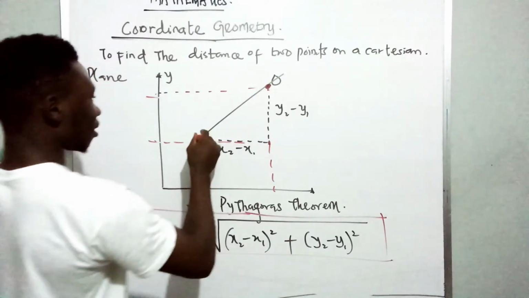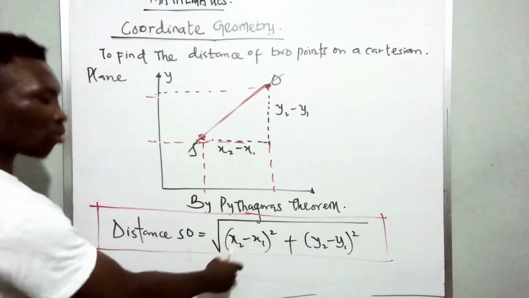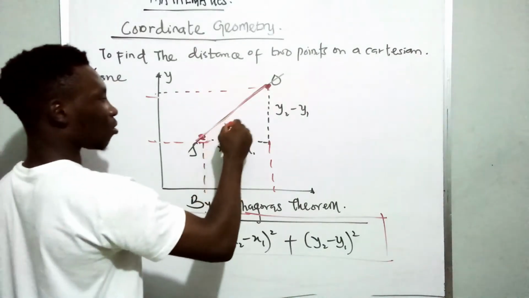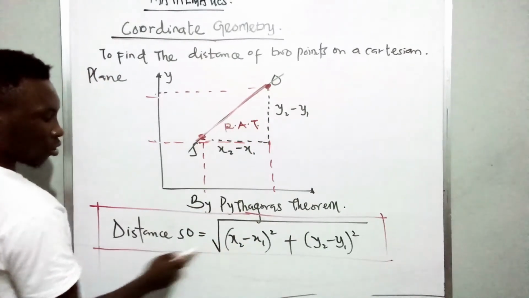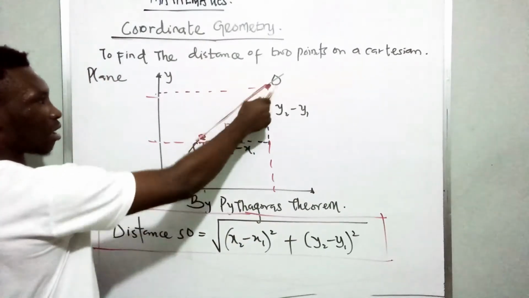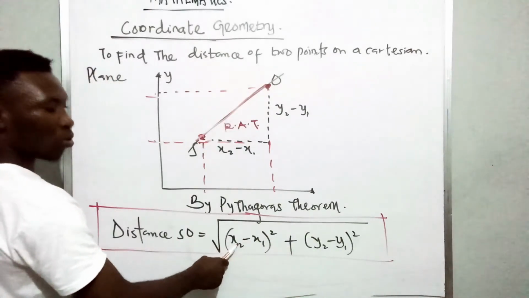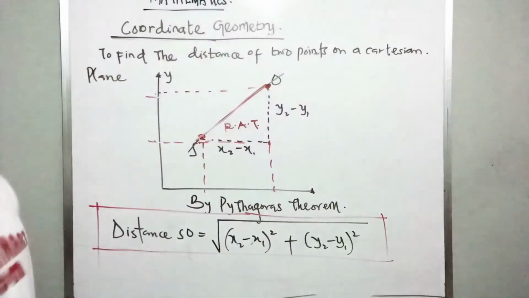So to find this distance from here to here on this plane, you use this formula. That's the formula, because this is a right angle triangle. So the distance between the two points is the square root of x2 minus x1 squared plus y2 minus y1 squared.